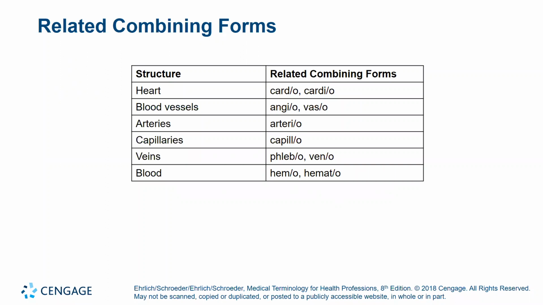We have the heart. Combining form is cardo and cardio. Blood vessels is angio and vaso. Arteries are arterio. Capillaries are capillo. Veins, you've got two for veins, phlebo and veno. And then blood is hemo and hemato. So those are your new combining forms for this chapter.